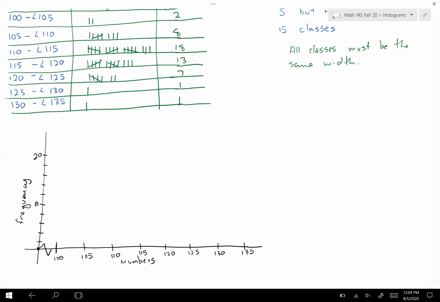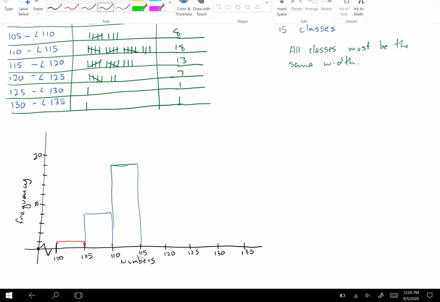Okay, so first thing we'll do, and I'm going to change colors a couple times, is look at the class from 100 to 105. We have 2 values in there, so I'm going to make a column that goes up that height. The next one, we have a height of 8. We're going to come up to about 8, come over, come down. The next one, we're going to go up to 18. So that goes up to about there, approximately.